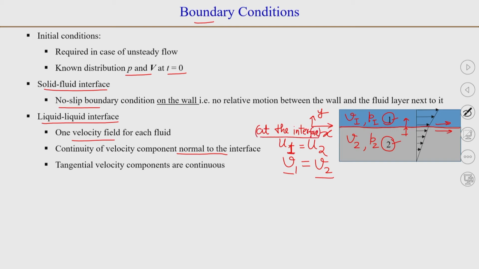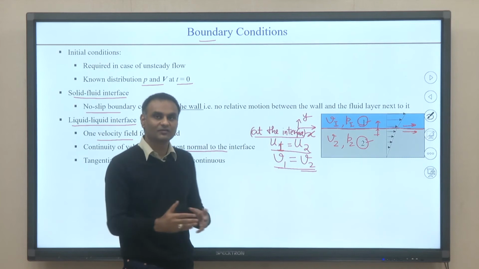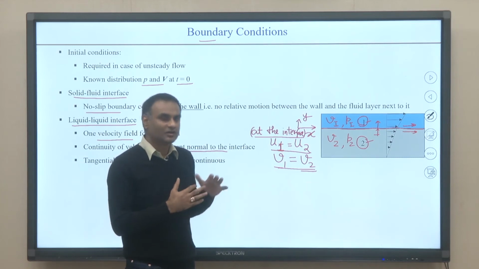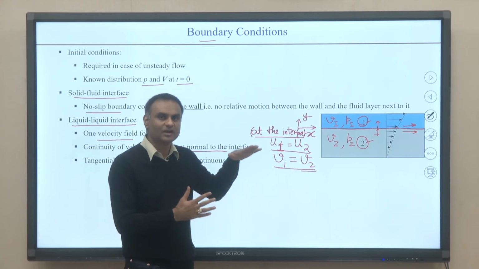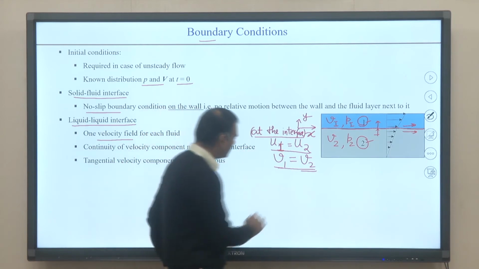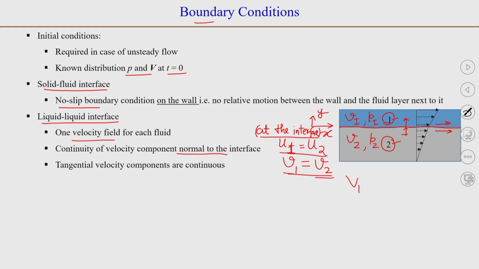So, at the interface u1 is equal to u2, v1 is equal to v2. So, the normal component of velocity and the tangential component of velocity at the interface will be equal. That means the velocity will be continuous, or the velocity vectors at the interface in fluid 1 and fluid 2 will be equal. So, that simply means v1 and v2 at the interface, they are equal.